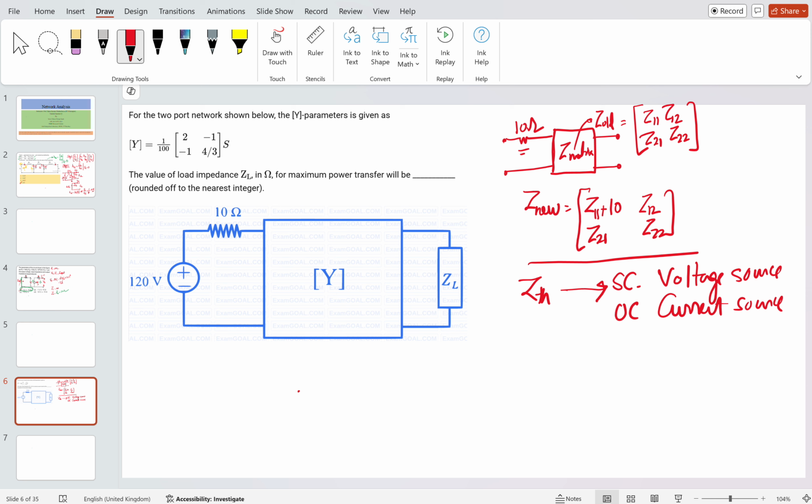In this problem also, you have to find the load impedance using the maximum power transfer theorem. This is the Y matrix, so you have to convert it into the Z matrix and then find the Z new. Then put the value of V1, that is the 120 volt source, equal to 0, and you will be able to find the value of ZL. Try to solve it, and after that I will give the solution.